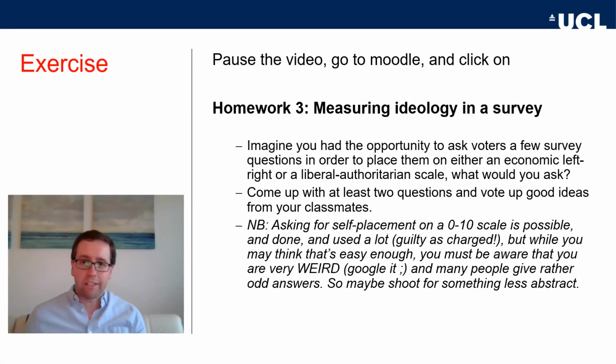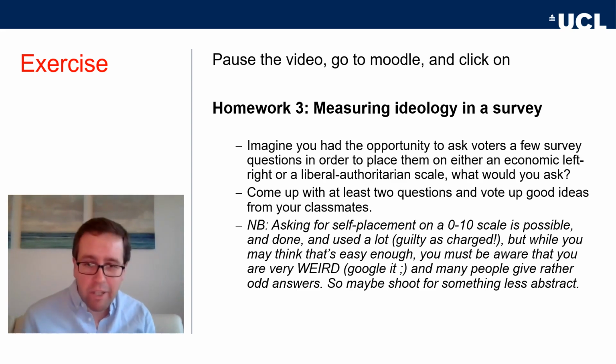The last brief homework exercise I would like you to engage in concerns measuring ideology in a survey. Imagine you had the opportunity to ask some survey questions to randomly sampled voters, in order to place them on either an economic left-right or an authoritarian-liberal kind of social scale. What would you ask them? Try to think a little bit about this and come up with at least two questions, one for the economic left-right and one for the liberal-authoritarian scale, and post them on the homework and vote up good ideas from your classmates.